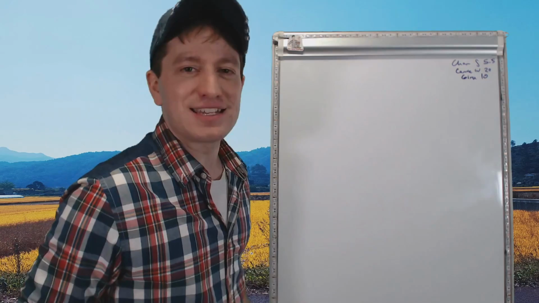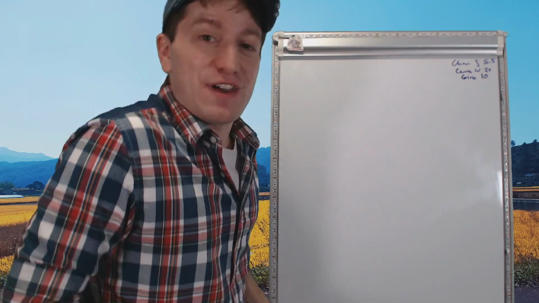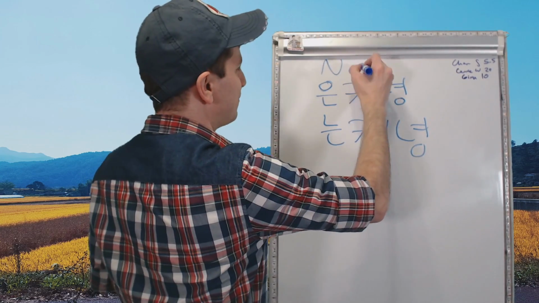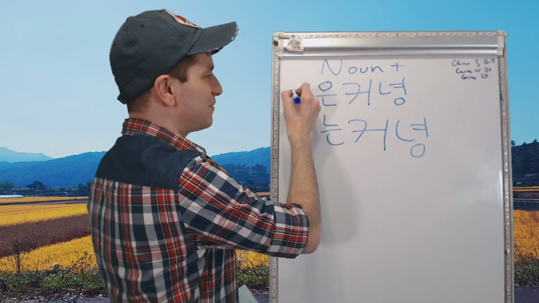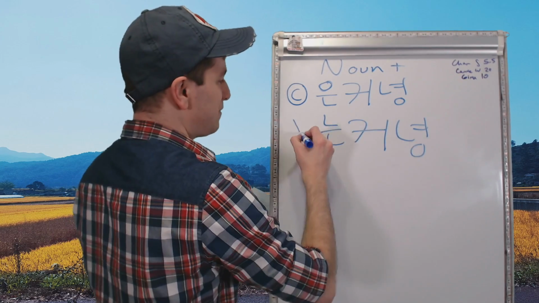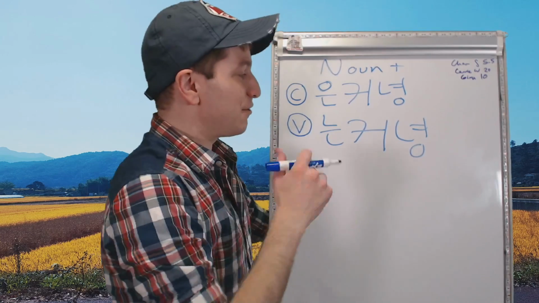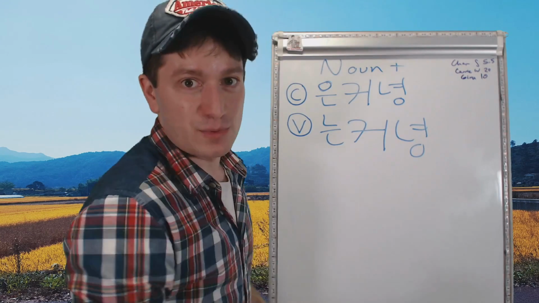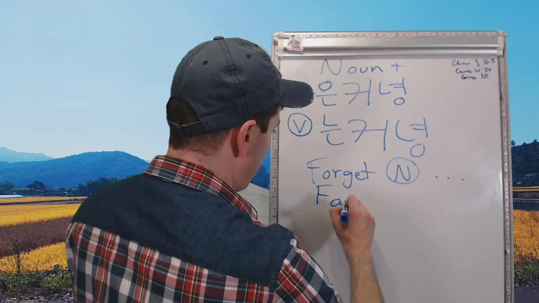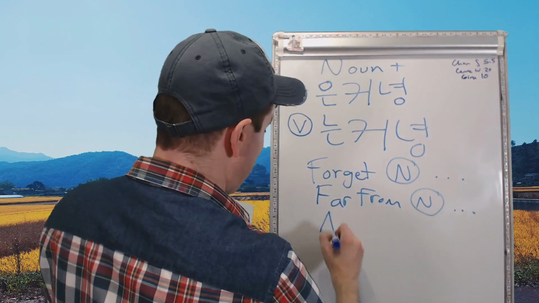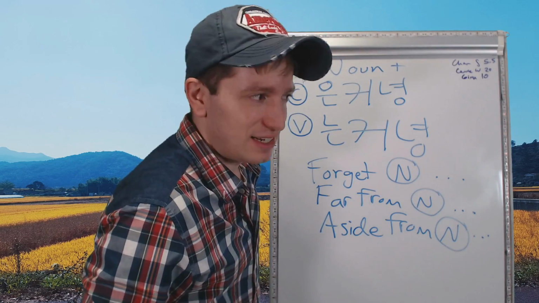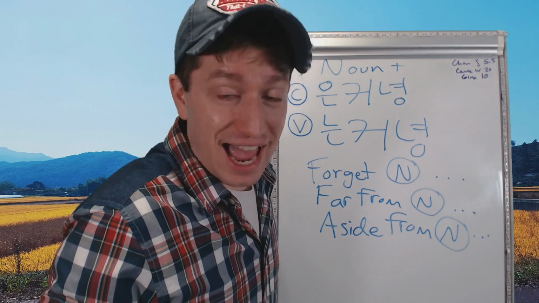How is it used with context? Well, we have an advanced form that we have to talk about. That is 은커녕. You take a noun and then you attach 은커녕 if the noun ends in a consonant. Or you attach 는커녕 if the noun ends in a vowel. Now this is all one word, so it's written like this without a space. This means forget that noun, or far from that noun, or aside from that noun, like forget going to see a movie, I can't even get out of the house.